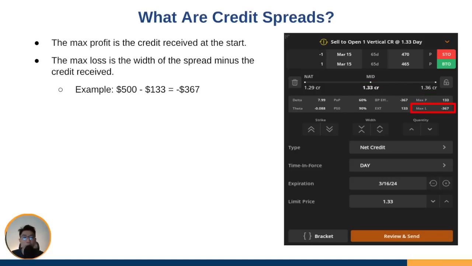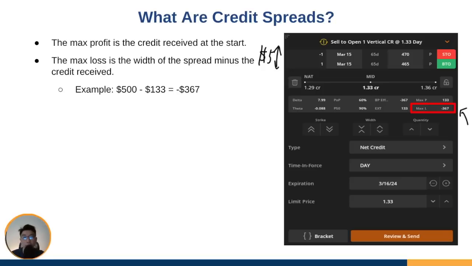Now, how do you know what your max loss is? The max loss is also pretty simple to calculate. All you have to do is first know the width of your spread. As you can see down here, the width of the spread is $5 wide. For each contract that you put on, it controls 100 shares, so that's $500. $500 loss minus the credit that you receive. In this case, it's $500 minus $133, and that's where you get the max loss of $367. So this is pretty simple to calculate, right?